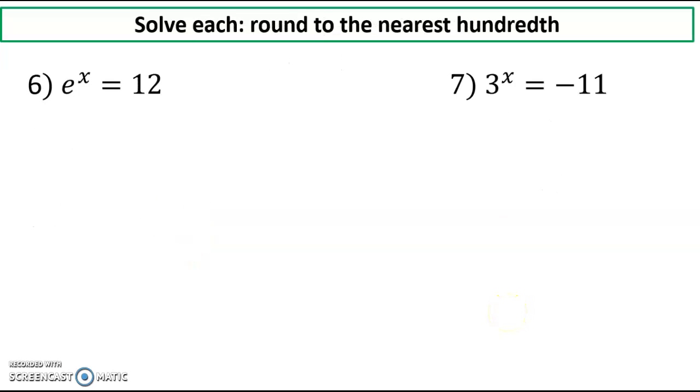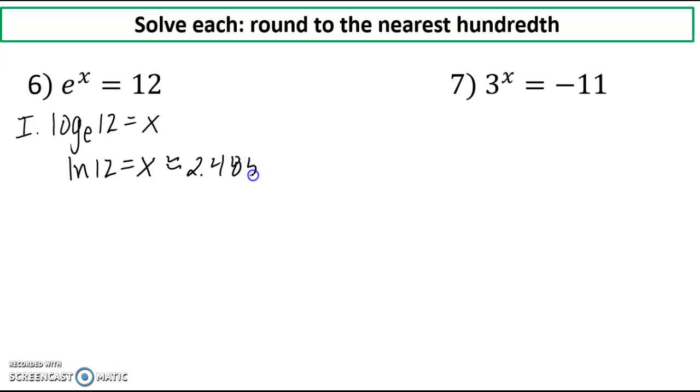Okay, let's look at another example of how to solve these. So I just showed you exponential, I write them as a logarithm. Log base e, that's the natural log. So using my calculator, ln of 12 would give me about 2.485. Oh, hundredths.